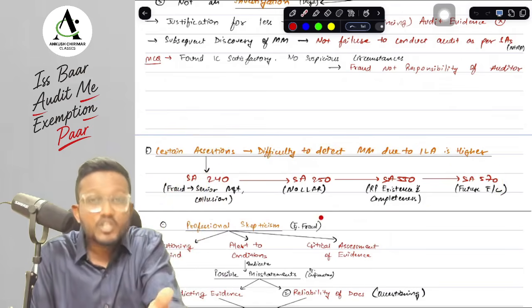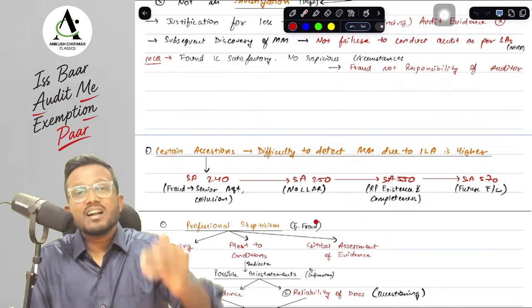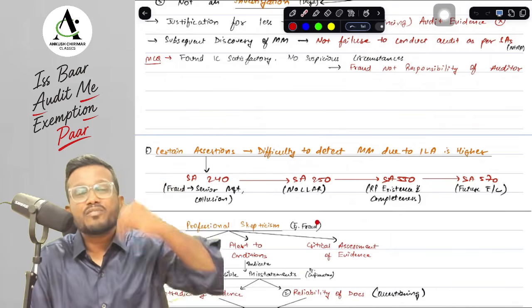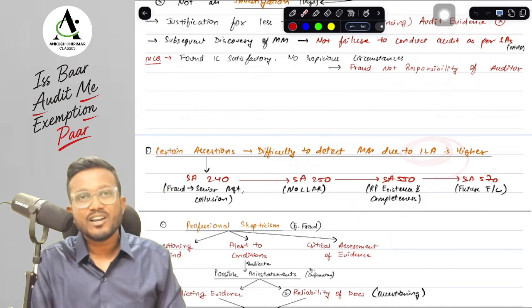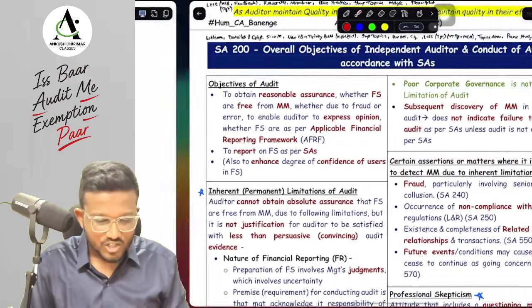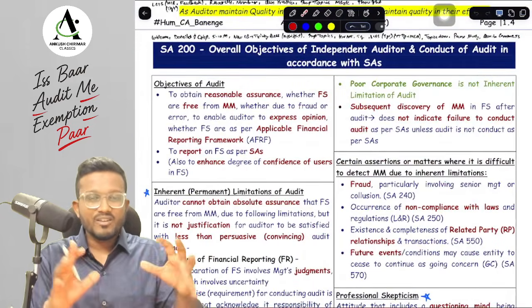You can say these are the assertions or matters in which the possibility, the difficulty of detecting a material misstatement is much higher because of the inherent limitations of audit that we call ILA. Okay, yes sir. Chaliye, let's discuss it from the concept book, whatever we have studied till now.